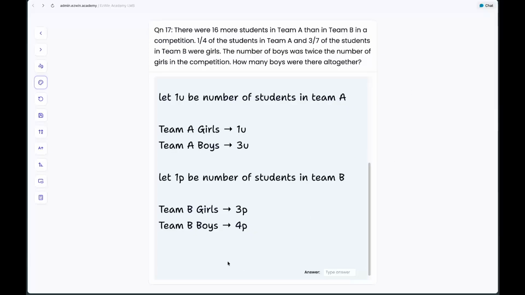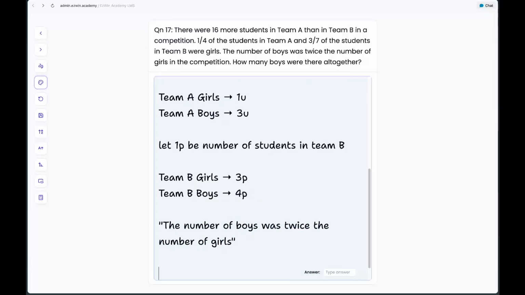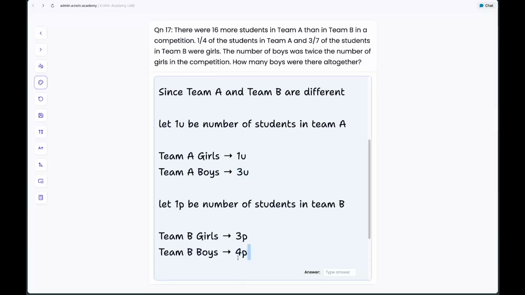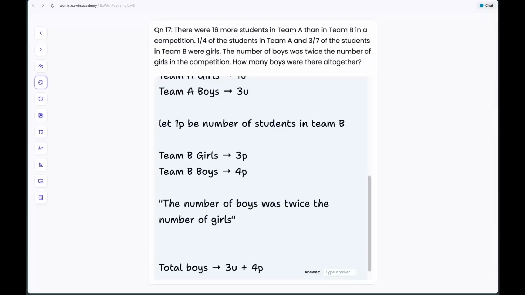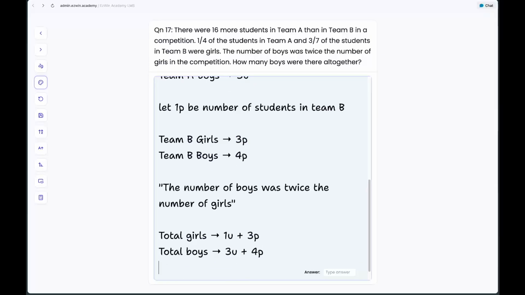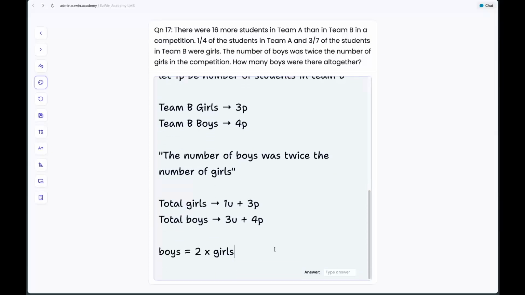Okay, from the question, it says here that the number of boys was twice the number of girls in the competition. So the boys was twice. So that means we can calculate the boys. The total boys from both teams is 3 units and 4 parts. Then the total number of girls is equal to 1 unit plus 3 parts.